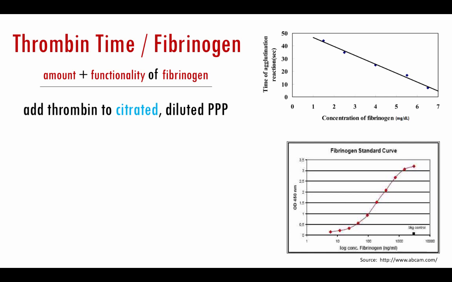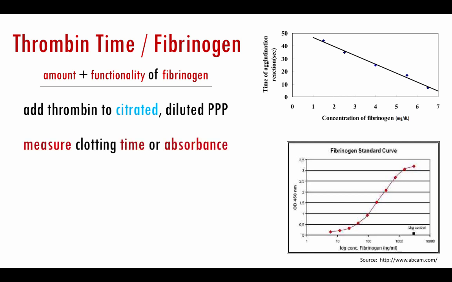The citrated part is also good because what the citrate is going to do is grab the calcium out of the blood so that you can't activate these pathways, because all the calcium's gone. So we're just ensuring that we're measuring what we actually want to measure, which is just fibrinogen, not intrinsic, not extrinsic, but thrombin and fibrinogen, essentially.